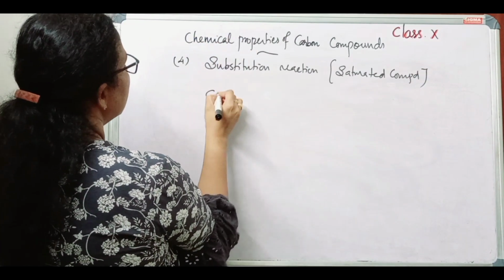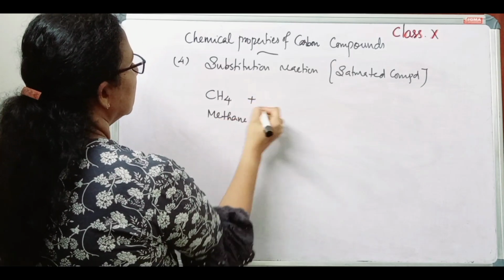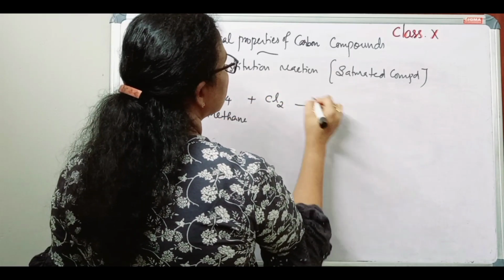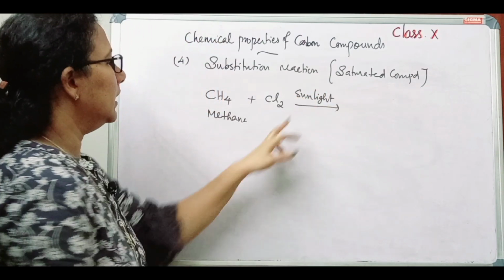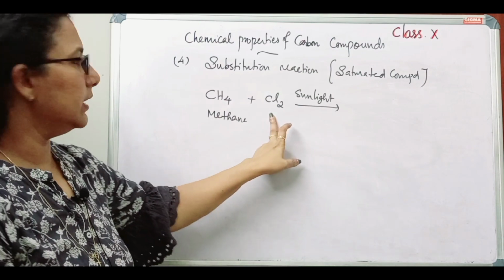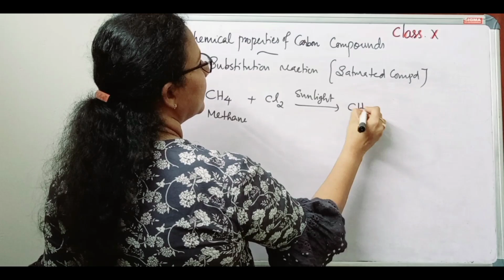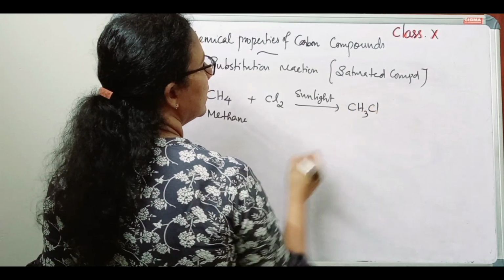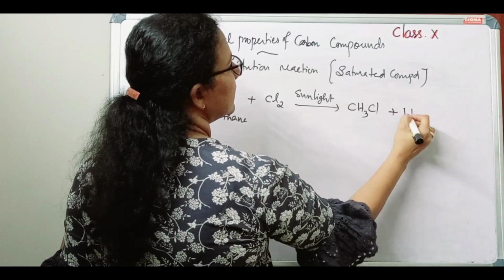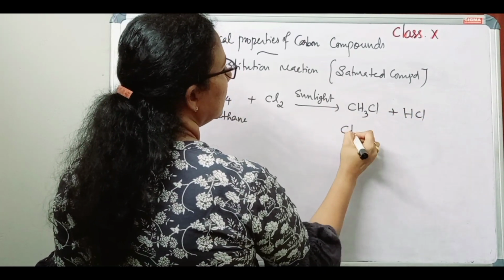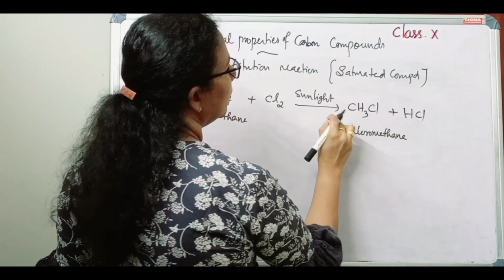For example, CH4, that is methane. Methane reacts with chlorine in presence of sunlight. In presence of sunlight, methane reacts with chlorine, and substitution reaction will take place. One hydrogen will be replaced, so it will be CH3Cl, and the byproduct will be HCl. This is called chloromethane. This is a haloalkane.